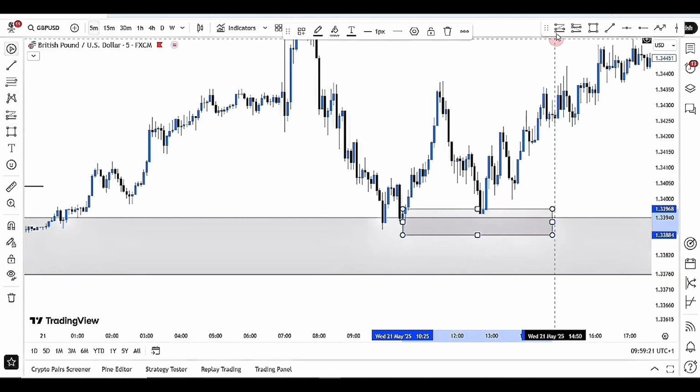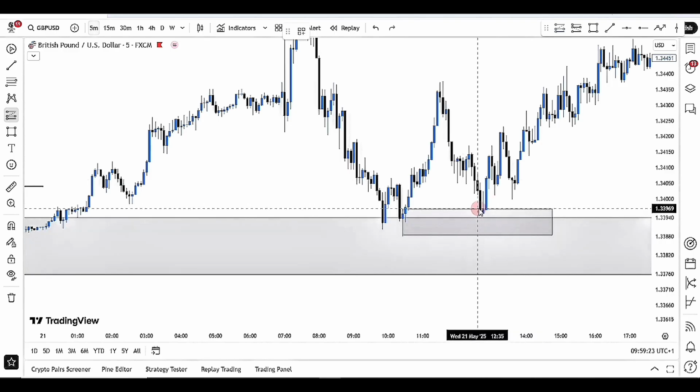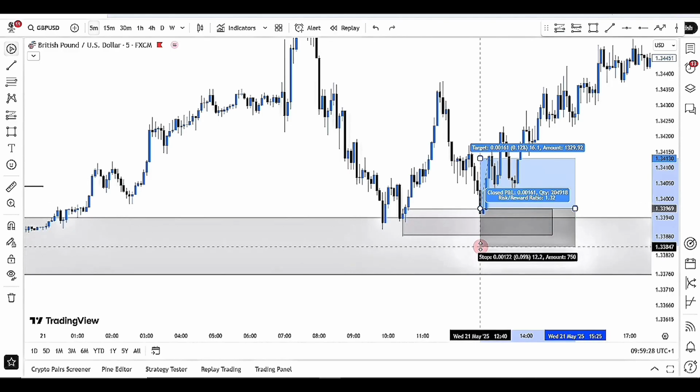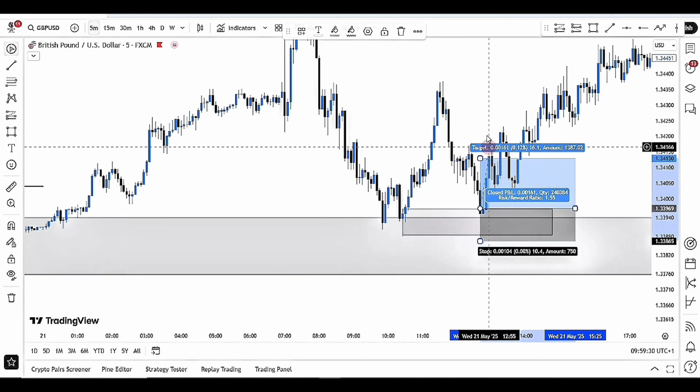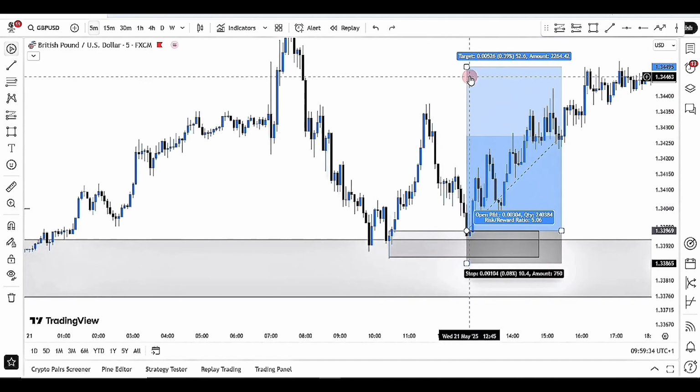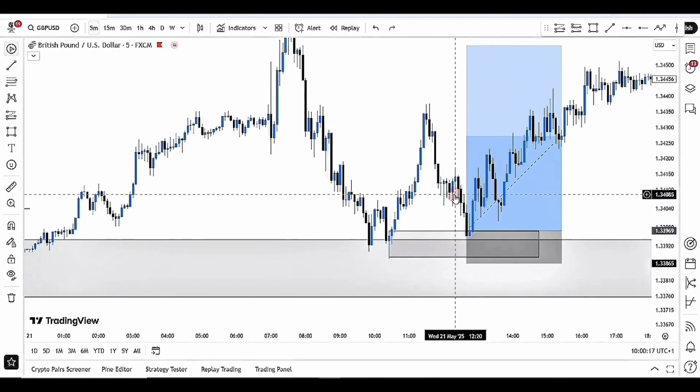So if I want to be interested to buy, I want to buy at this very 5 minutes demand. My SL should be below that low, and my TP should be above, or even around this very point. So let's move over to the next example.